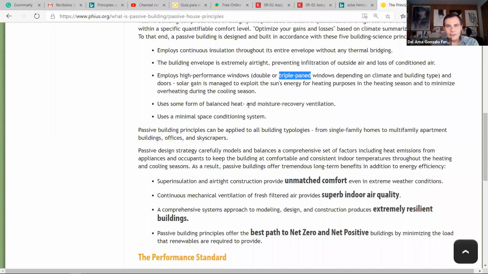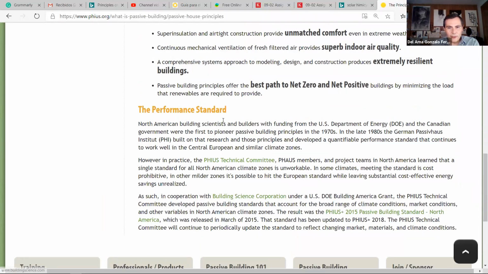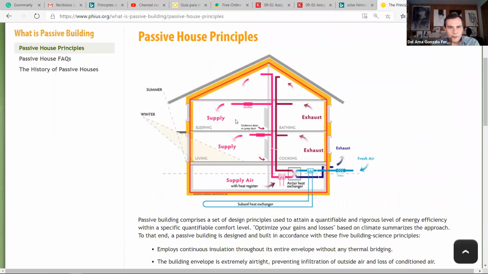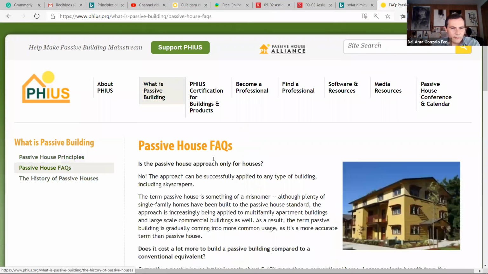Then we need something about ventilation. We have to work with the ventilation. We haven't talked about ventilation yet. And use a minimal space conditioning system. Well, that's another design thing. But if we look at the requirements, it's somewhere, but if we are aiming at a passive house building, probably infrequent.